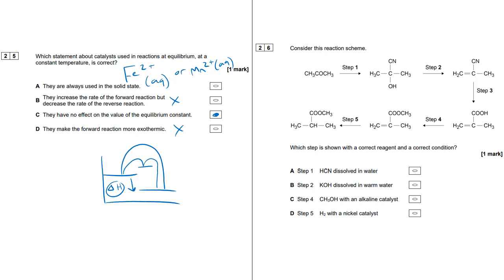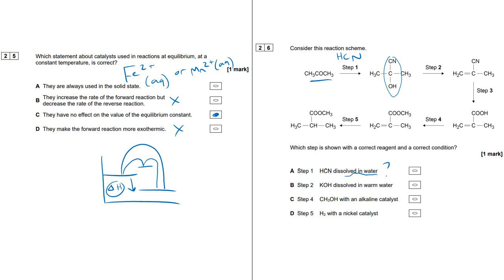Question 26. Consider this reaction scheme. Which step is shown with a correct reagent and a correct condition? So I'll just go through the reaction scheme. So step 1, we're going from a ketone to a hydroxynitrile. So in order to do that, you need acidified KCN, or HCN is often used, but we'll have a look at the condition in a minute. So it could be the correct answer.